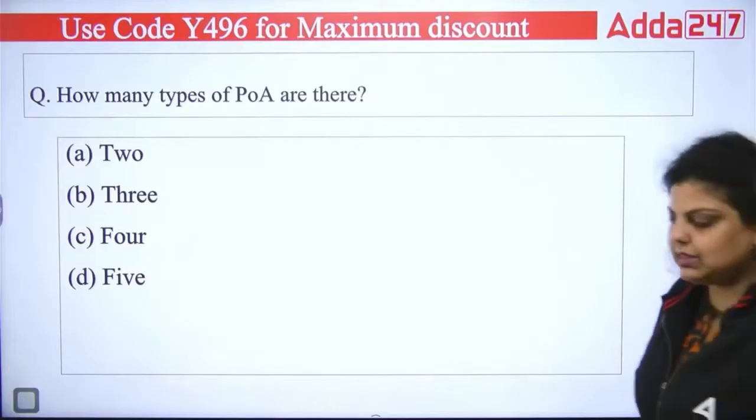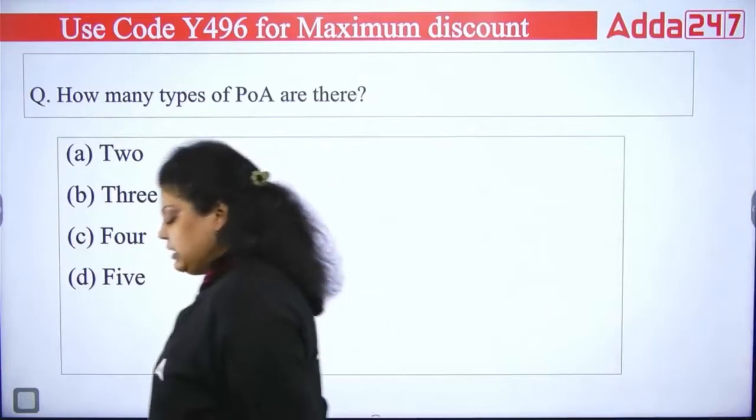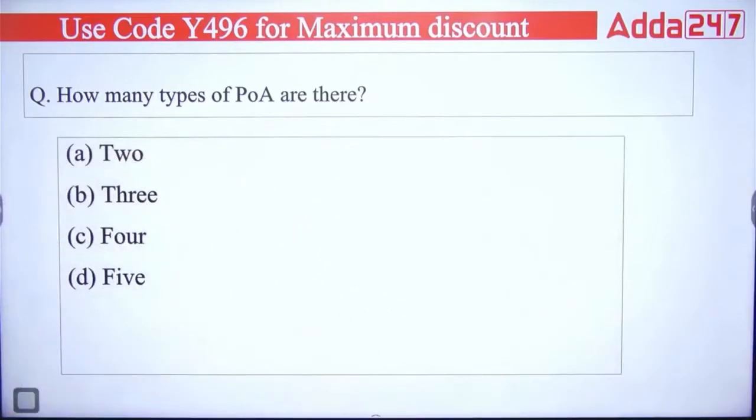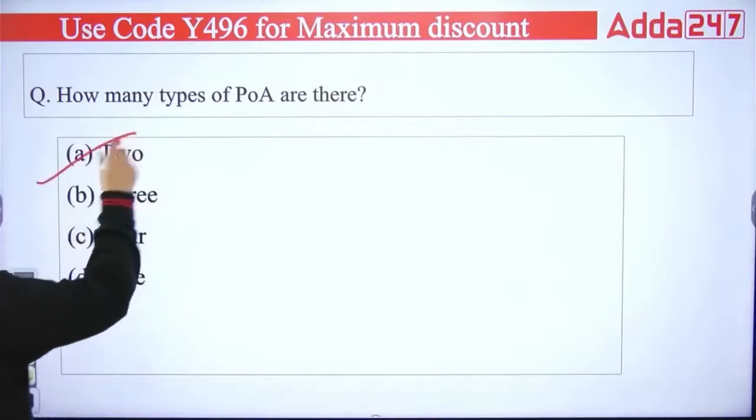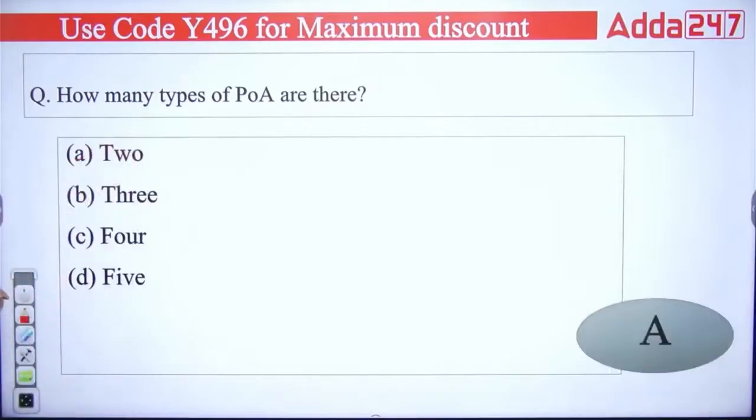Okay, so the right answer is there are 2 types of power of attorney. How many types of power of attorney do we have? We have 2 types of power of attorney. So the answer will be your A option.